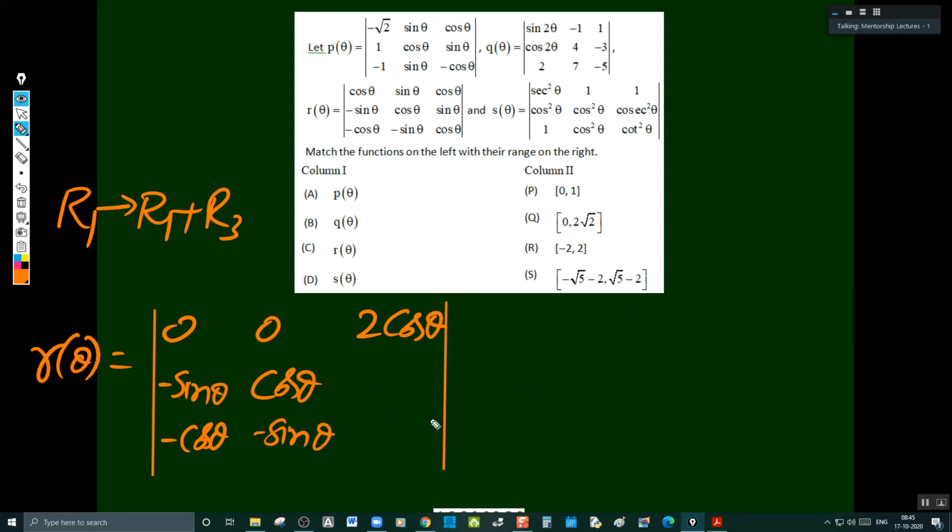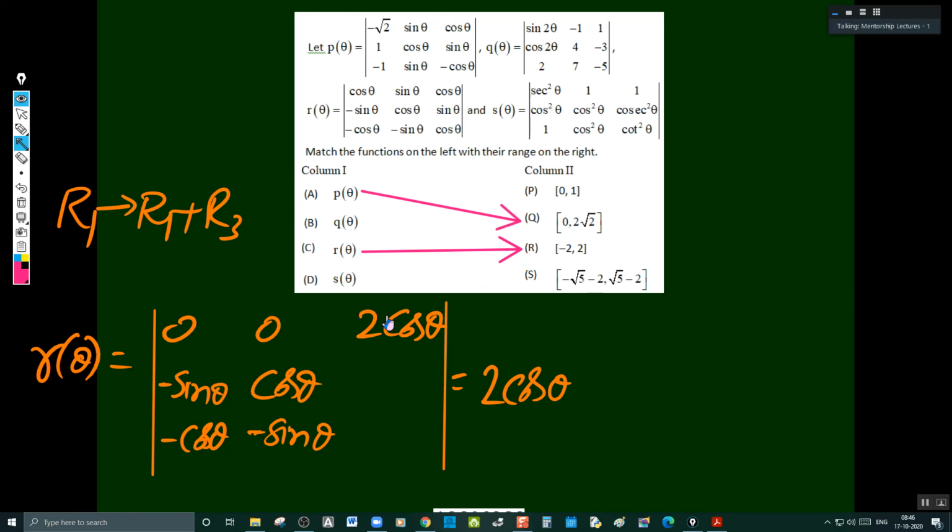Anyone, what is its value, please? It is sine square theta plus cos square theta. It is straight away 2 cos theta only. Is it correct or not? Just check it out. Sine square theta plus cos square theta. 2 cos theta means you must have minus 2 to plus 2. So R of theta is R only. P of theta is 0, 2 to 2.